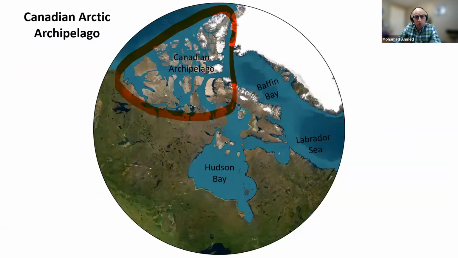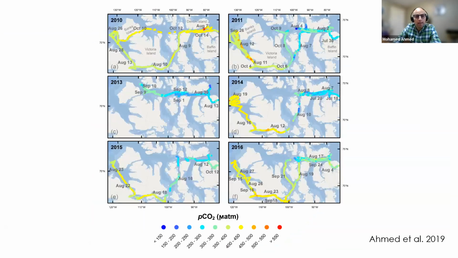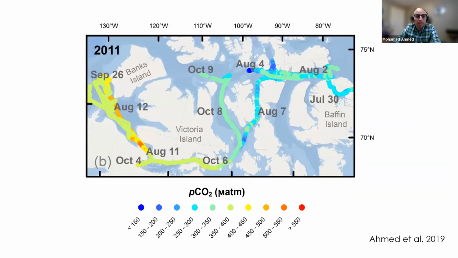So I'm going to focus here on the Canadian Arctic archipelago first. I'm showing you here the data that we were fortunate to have from 2010 to 2016 in the Canadian Arctic archipelago. I'm not going to go through details of this. I just want to show there is a spatial variability in this data. And I'm going to focus on 1 year, 2011.